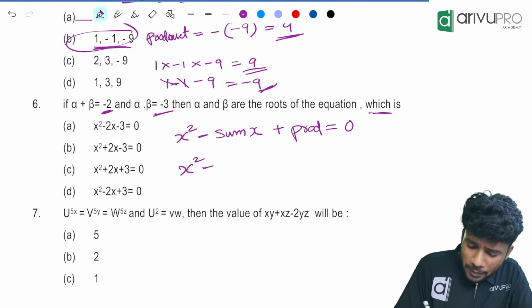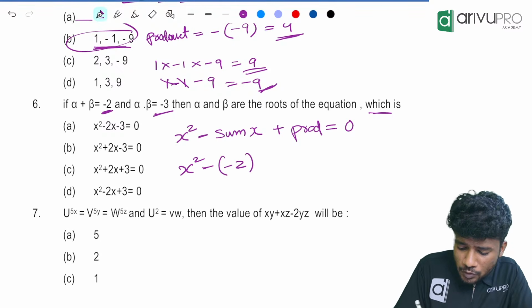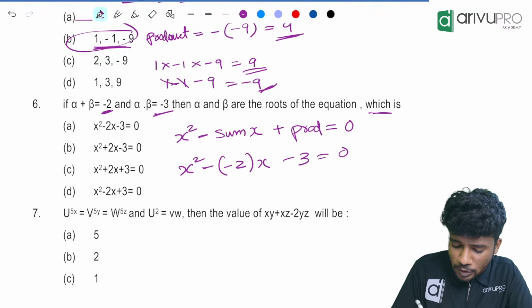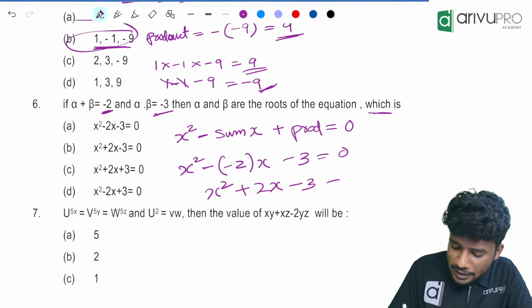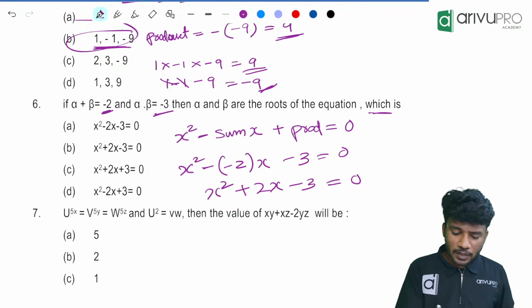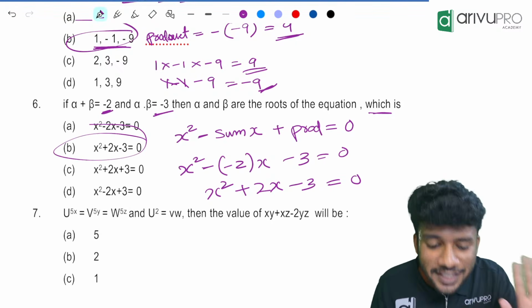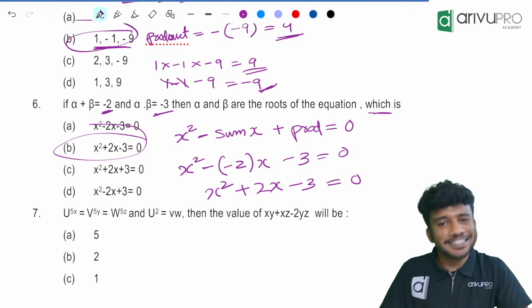Now, x square minus, what is the sum? Minus 2 into x plus product is how much? That is nothing but minus 3, which is equal to 0. X square minus and minus will become plus 2x minus 3, which is equal to 0. Which option is giving you the answer? X square minus 2x minus 3, which is equal to 0. Option B is the answer. That is the answer for the 6th question.